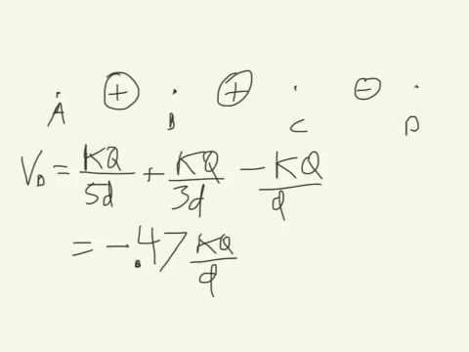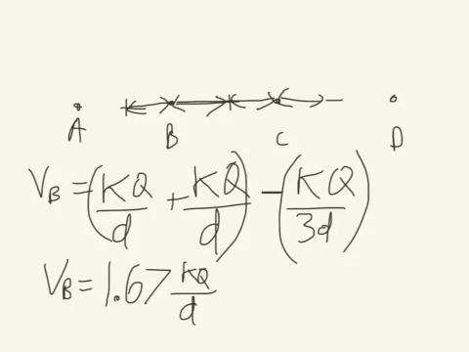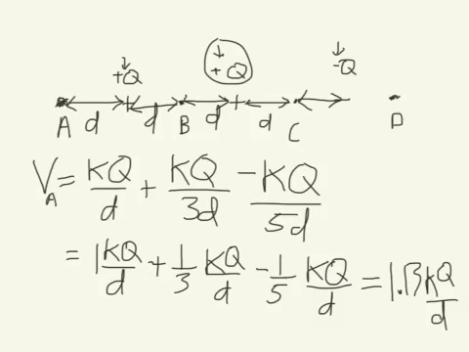So we have all these potentials in terms of KQ over D. So no matter what K is and Q is and D is, we can rank them. We still know that we got a negative number here. This potential is the smallest. And then the potential at point B is, I don't know, so far it's the biggest. It's definitely bigger than at point A, because no matter what K, Q, and D are, 1.67 of them is going to be more than 1.13 of them, which is what we had at point A.